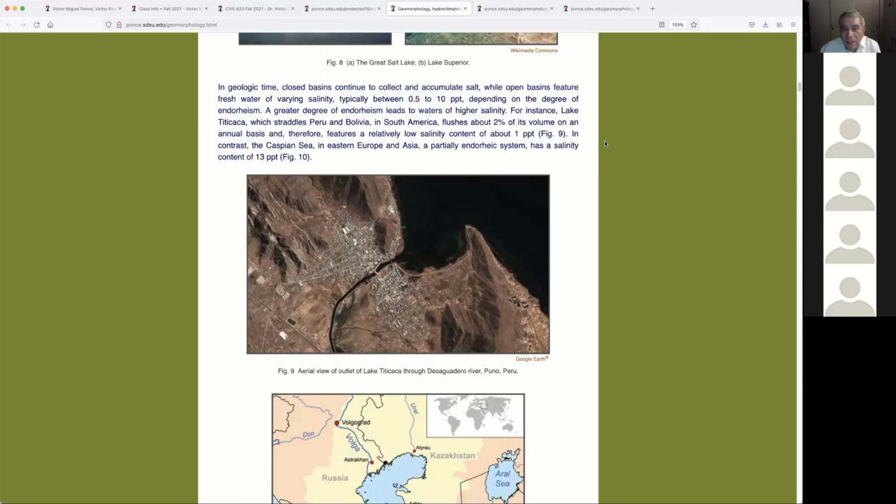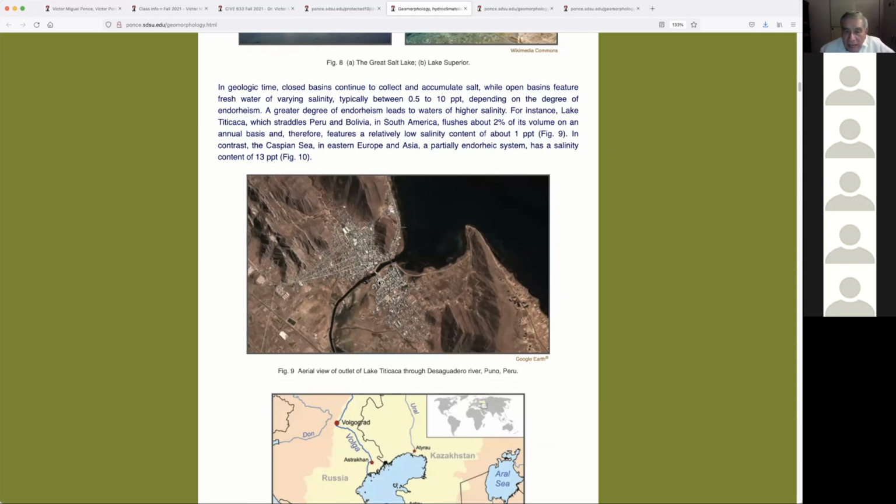Lake Titicaca flushes about 2% of its volume on an annual basis. So you can figure out what the volume is, and you can figure out what the flush is in terms of discharge. And it turns out to be about 2%. This is where Lake Titicaca flushes out into this river, which is called the Desaguadero, which in Spanish means get the water out, take the water out.